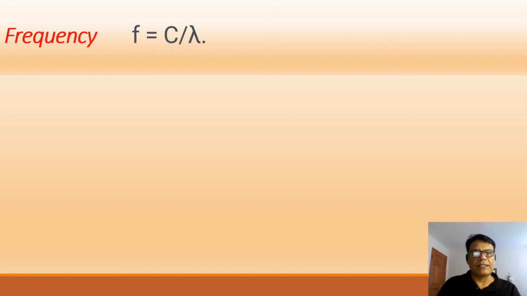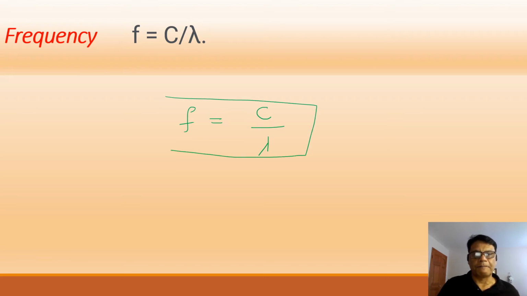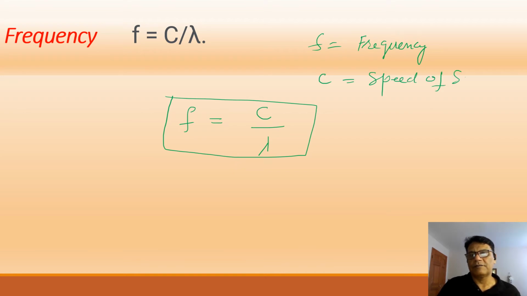To calculate frequency, this is a very important formula. F is equal to C over lambda. This formula should be at your fingertips, because it will be used in a number of places, where F is equal to frequency, C is equal to speed of sound in soft tissue, and that is considered 1.540 millimeter per microsecond.